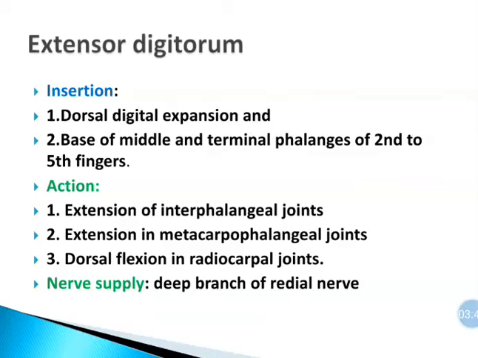Action. First action is extension of the interphalangeal joints. Second, it extends the metacarpophalangeal joints. And third is dorsiflexion of the radiocarpal joints. Nerve supply is the deep branch of the radial nerve.